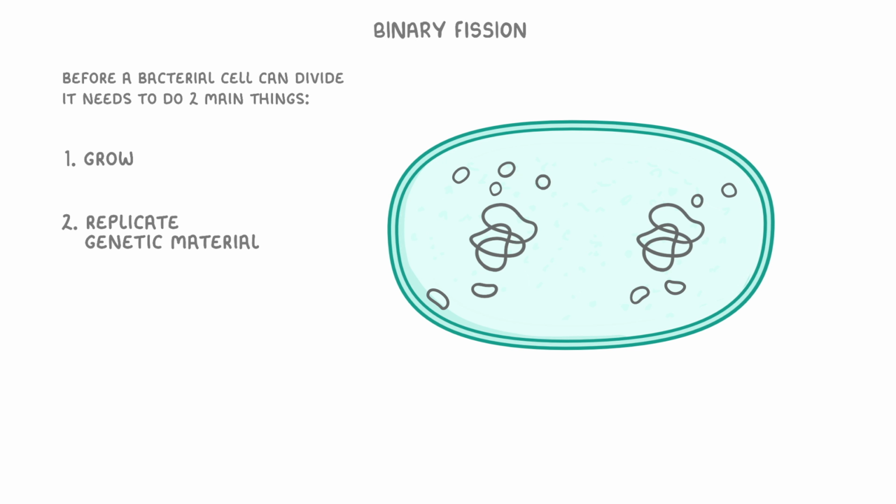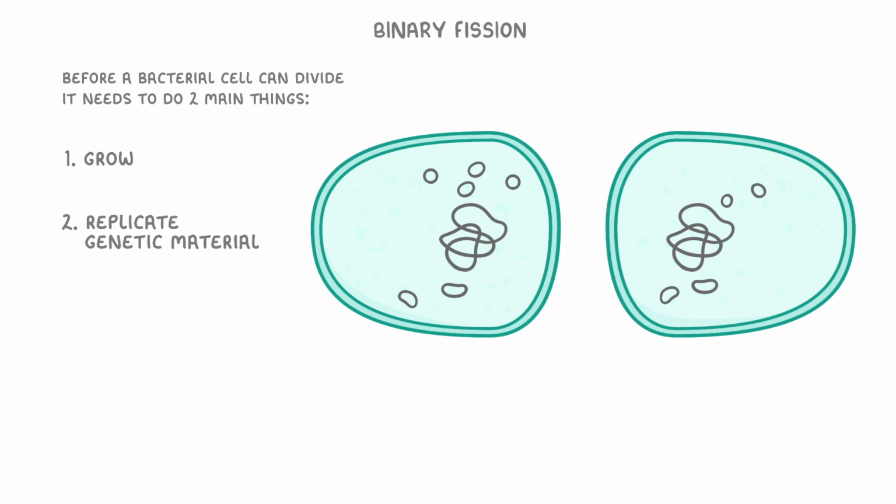Then, once this is done and the cell is ready to divide, it starts to grow a new cell wall down the middle of the cell, which when it's complete allows the two halves to pull apart. And voila! We have two new bacterial cells.